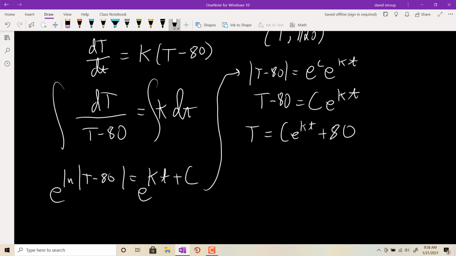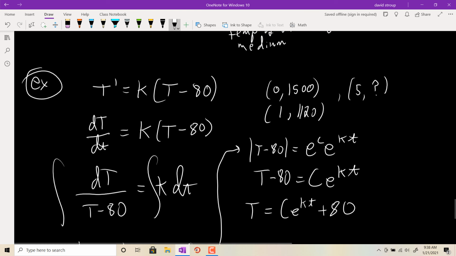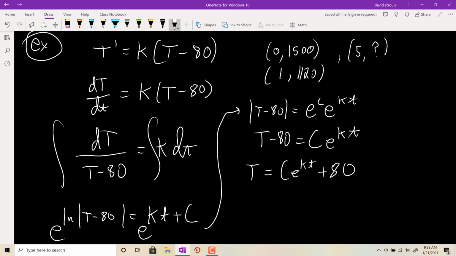Okay. Now we need to kind of track down the initial value, the C. We got to figure out what C is. We got to figure out what K is. Okay. You can't just put 1500 in for C. It won't work that way. The C is not the initial value in the Newton's equation.